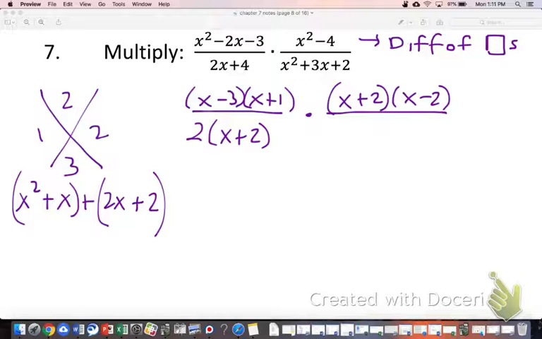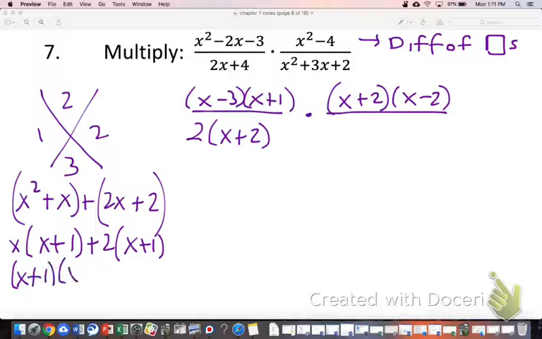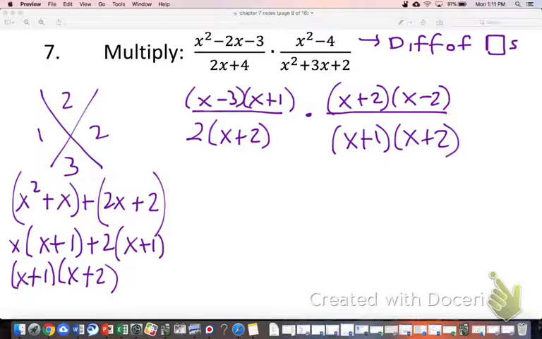Group and add. Factor out the GCF. X times x plus 1. The other GCF is 2 times x plus 1. So your final factoring would be x plus 1 times x plus 2. That goes here. Okay, so that's all of it factored. Do you have any questions about any of the factorings? There's 4 of them up there.